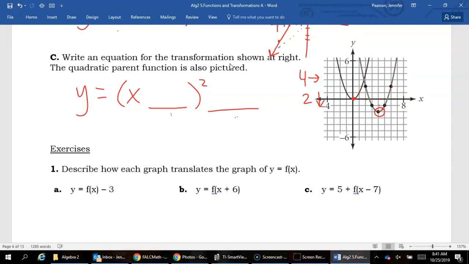So these are the values that I need to fill in here with the appropriate pluses and minuses. Inside the parentheses is my horizontal translation, so that means my left and right number. I went to the right 4, and right means I need a minus. Outside the parentheses is my vertical transformation, and that is a 2 down. So I need a minus to show down 2. And that is my finished translated quadratic equation.